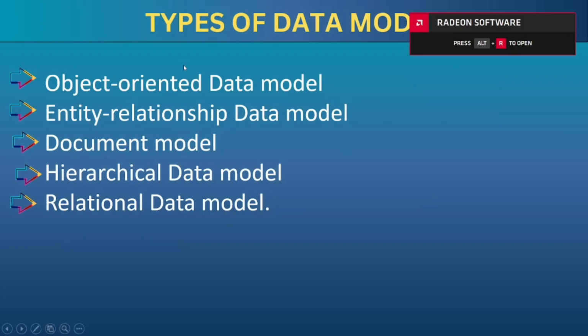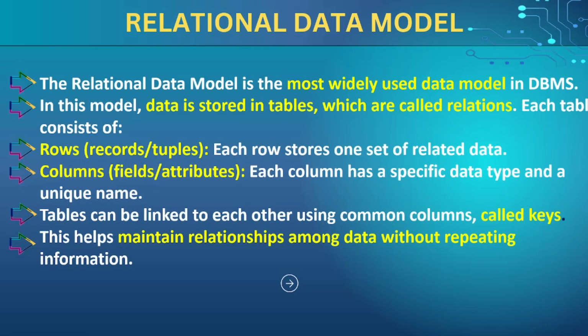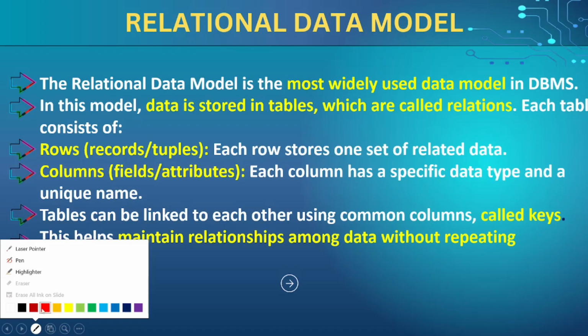So the types of data model include object oriented, entity relationship, document model, hierarchical data model, and relational data model. There are so many models, but now we are going to see the relational data model, because most of the time many of them are using this relational data model only. So what is the meaning of the relational data model? It is the most widely used data model in DBMS. In this model, the data is stored in the form of tables. Tables we can also call relations. These are the important keywords, I'm highlighting them.